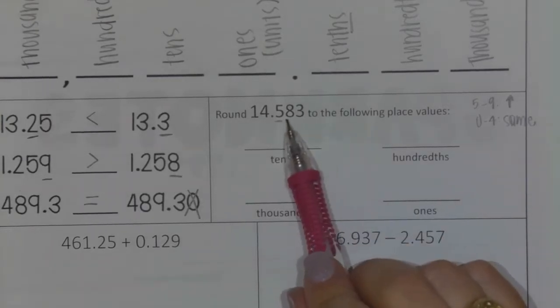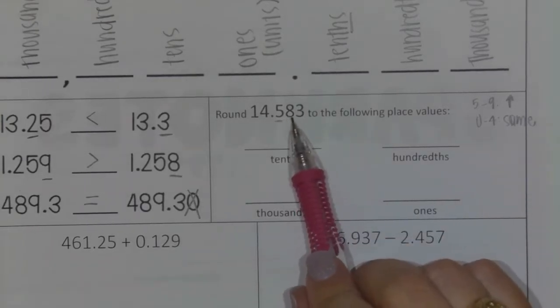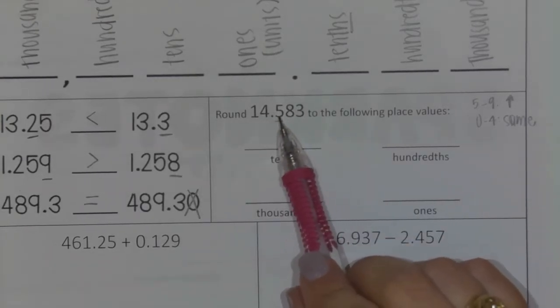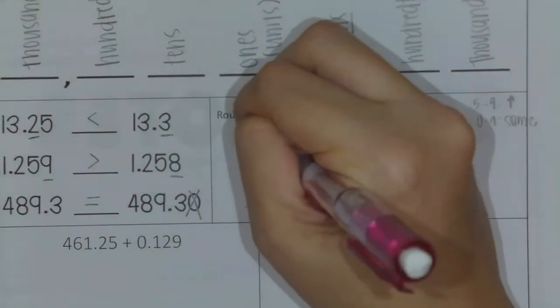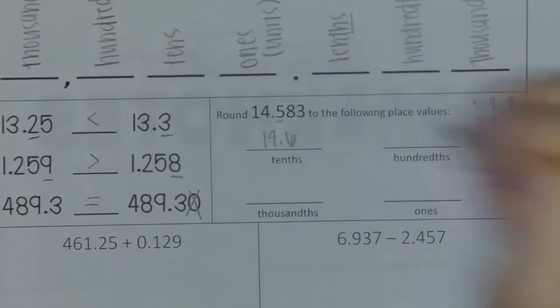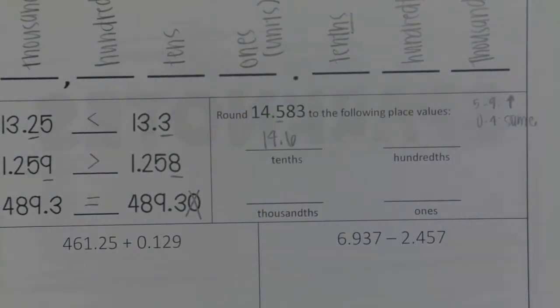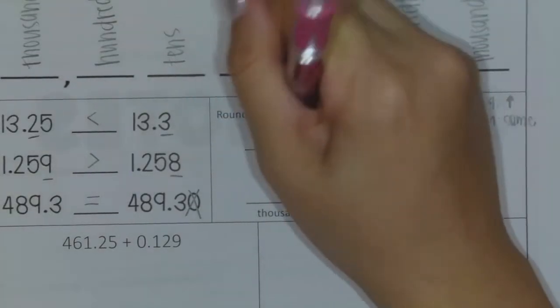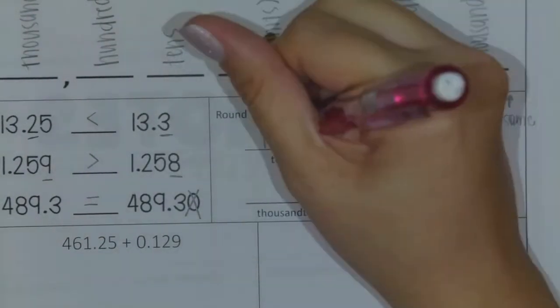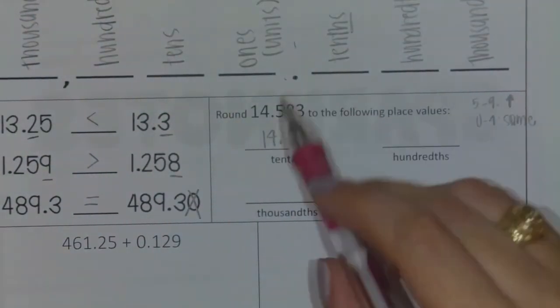Since our number to the right is an 8, which falls between 5 and 9, that means I need to round up, and that 5 is going to become a 6. So I get 14 and 6 tenths. Okay, I'm going to now do the hundredths. So I have an 8 in the hundredths place.